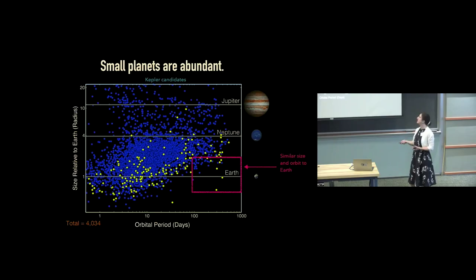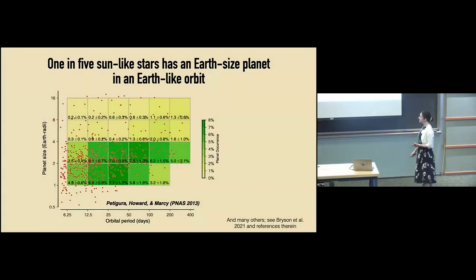And so this kind of work has been ongoing for a long time. And there was a watershed paper a little over a decade ago that announced that 1 in 5 sun-like stars has an Earth-sized planet in an Earth-like orbit. And this is that same plot with the red dots representing planets and the green squares representing the completeness-corrected planet occurrence as a function of size and orbital period.